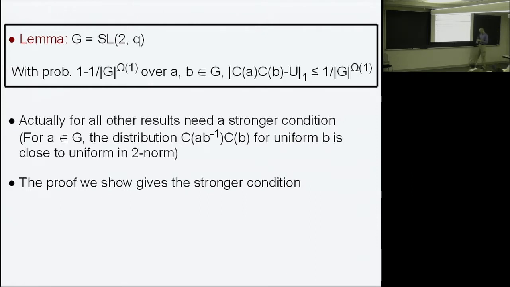And I want to spend some time now on how we prove this lemma about conjugacy classes that is specific to the group. Okay, so the result is that, if you sample A and B over the group, then CA times CB, the product of their conjugacy classes, is close to uniform over the entire group. So actually, for all our results except this one of mixing four tuples, you actually need a stronger condition in which A and B are sampled in a more complicated fashion. But the proof that I'm going to give you actually can be modified to get that.